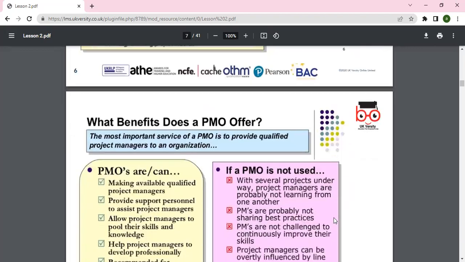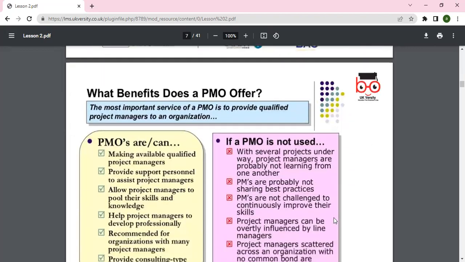Benefit: what does the PMO offer? The service of the PMO office is very crucial. Yes, qualified project managers. We are looking not only at qualification, not only capability. Capability means the ability to do something, and we are looking more at the competencies of the project manager. So they have experience, they know the industry, they understand the local culture.